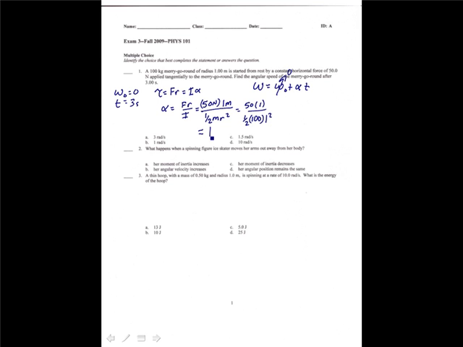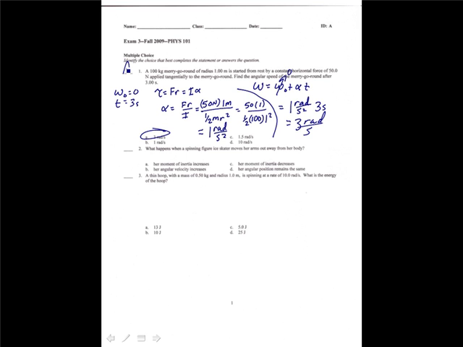So that's 50 over 50. So the angular acceleration is 1 radian per second squared. And so bring that over here. Omega then is equal to 1 radian per second squared times 3 seconds. So it's 3 radians per second. So the answer is A.